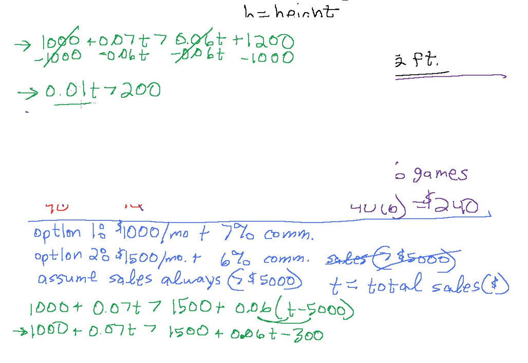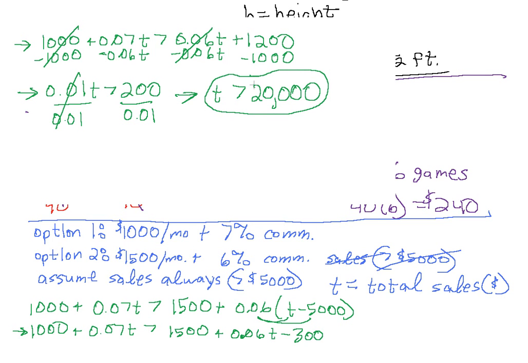Let's go ahead and divide both sides by 0.01, which isolates our variable t. These two terms cancel. This gives us t is greater than $20,000. So to answer our question, for what amount of sales is the first option better than the second option? The first option is better than the second option when our sales exceed $20,000.